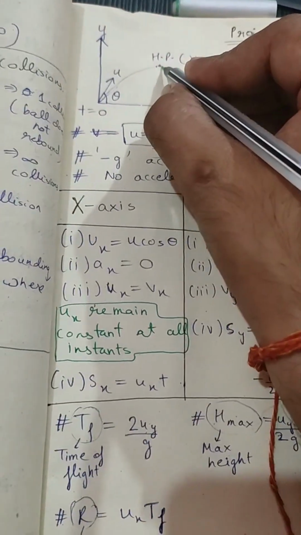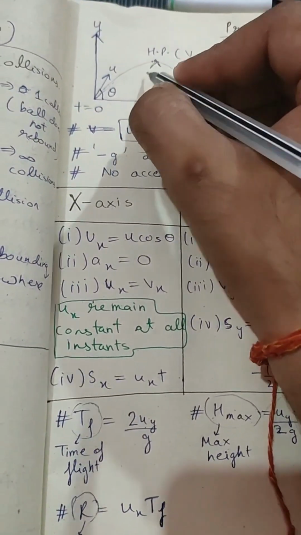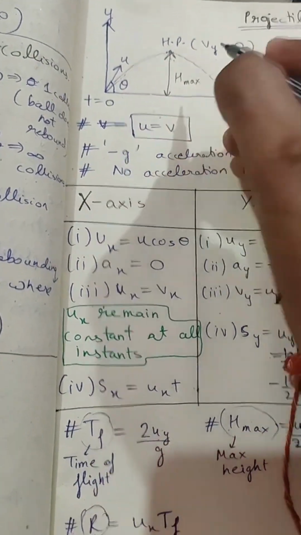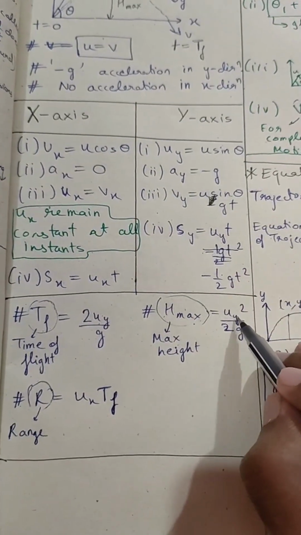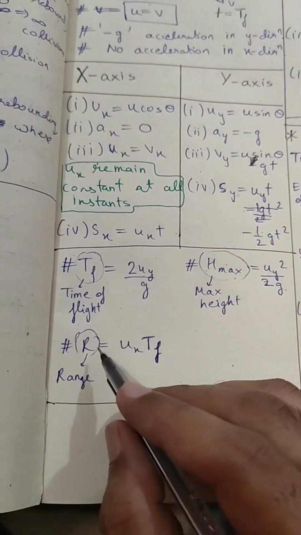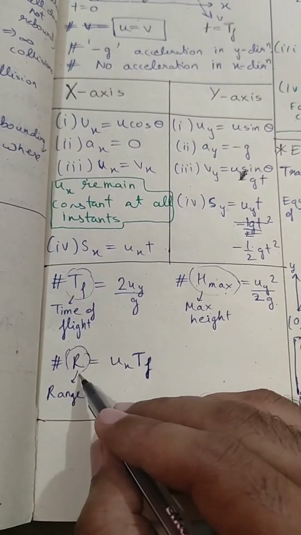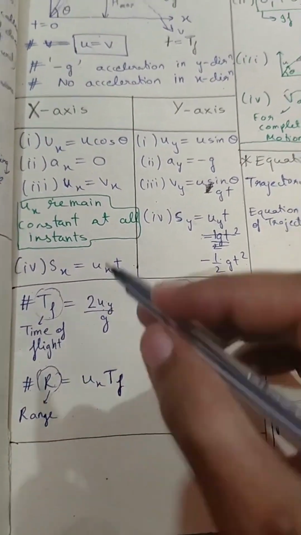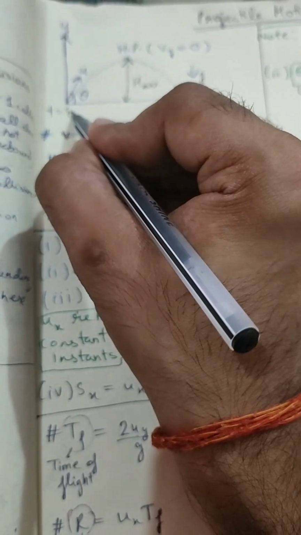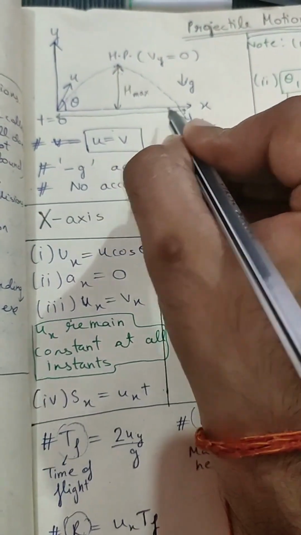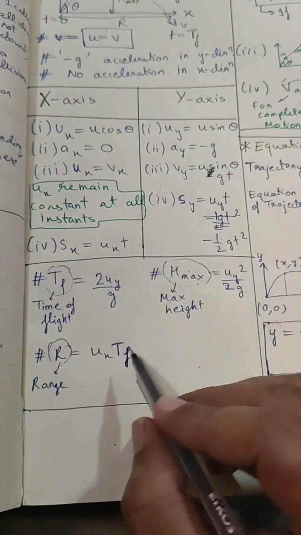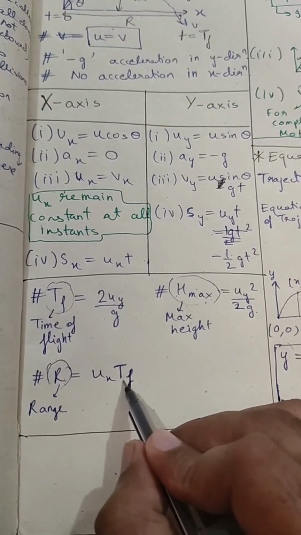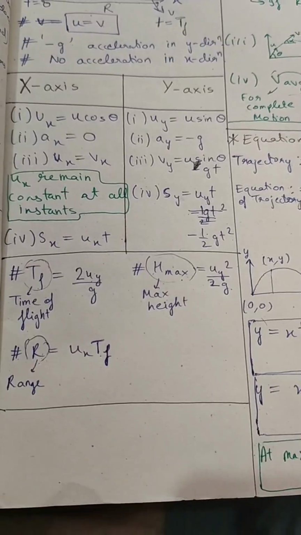Then we have the max height. Max height is the height at the highest point, which is the maximum, and this is going to be h max. This h max is equal to uy square by 2g. And then we have the range. Range is the displacement in x direction, just like max height is the displacement in y direction. Range, r, is equal to ux into time of flight. So these are the three important formulas we have in projectile motion.